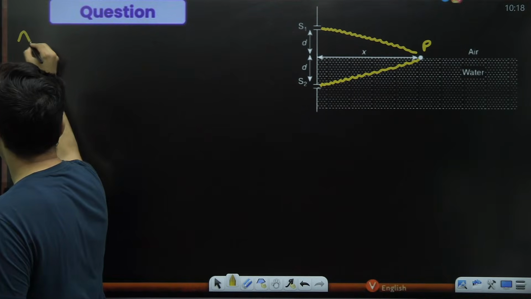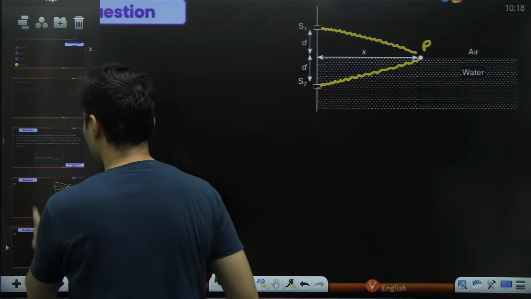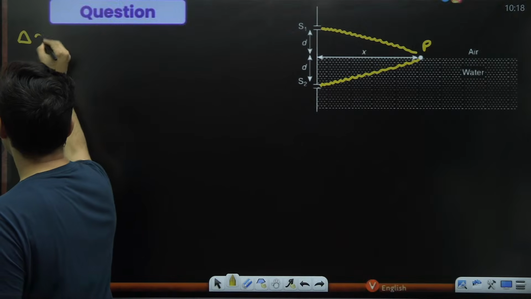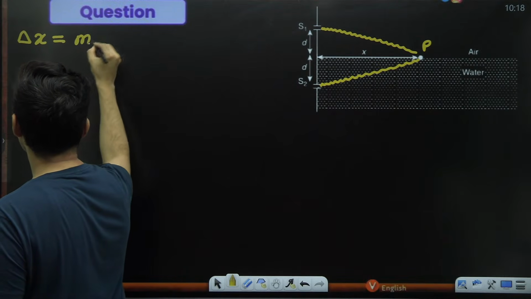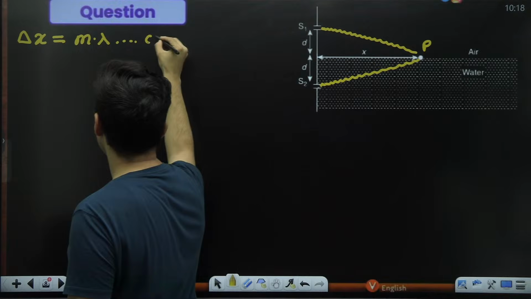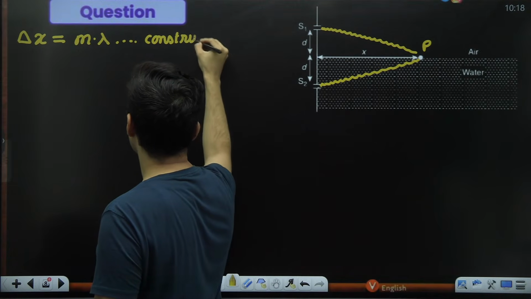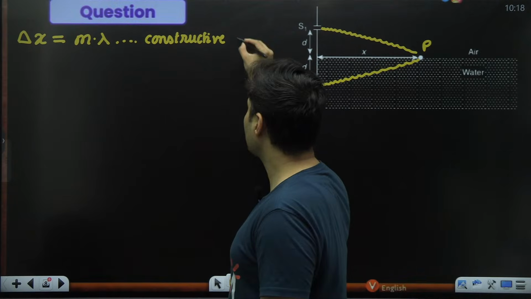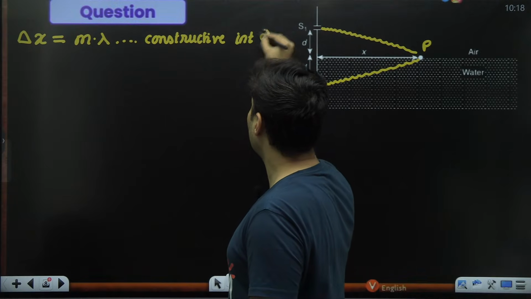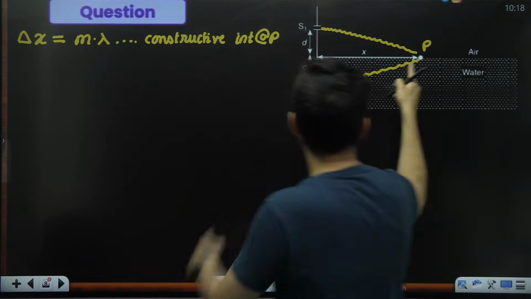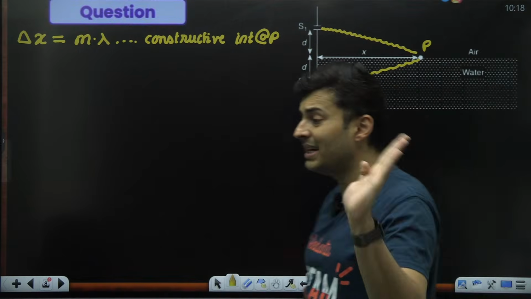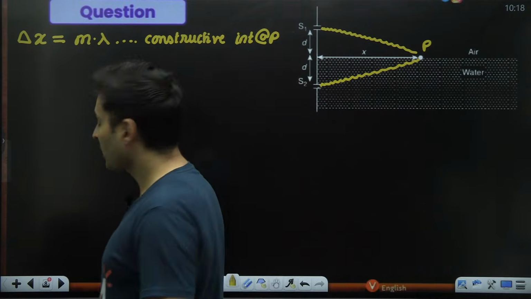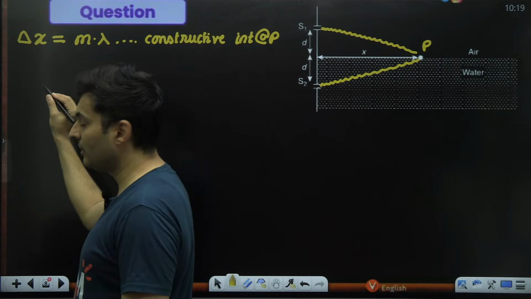If our path difference is some integer times lambda, then there is constructive interference at that location P. Now, what is this delta x, the path difference? Because the mediums are different, the optical paths are different. Yes, so think about it. The optical path lengths are different.